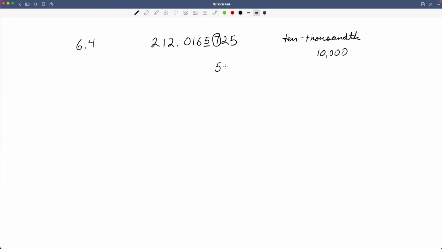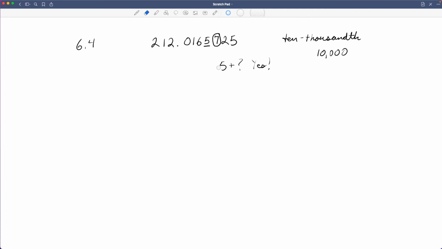It is, let me see how I can write this. 7 is greater than or equal to 5. We haven't gotten to inequalities yet, but they'll be so fun when we do. Is it 5 or more? Yes, it is. So that means we round it up.